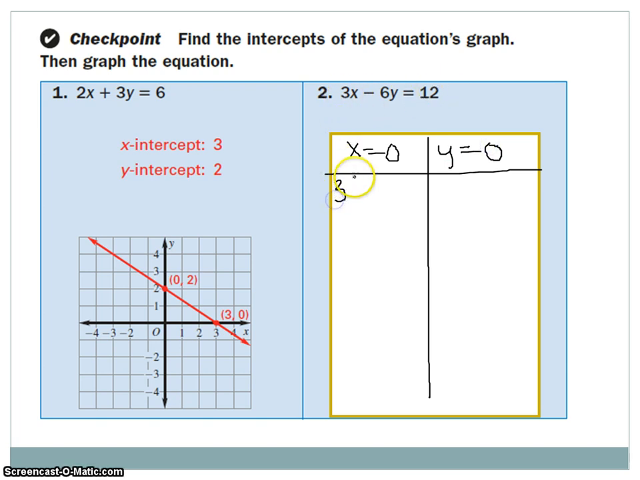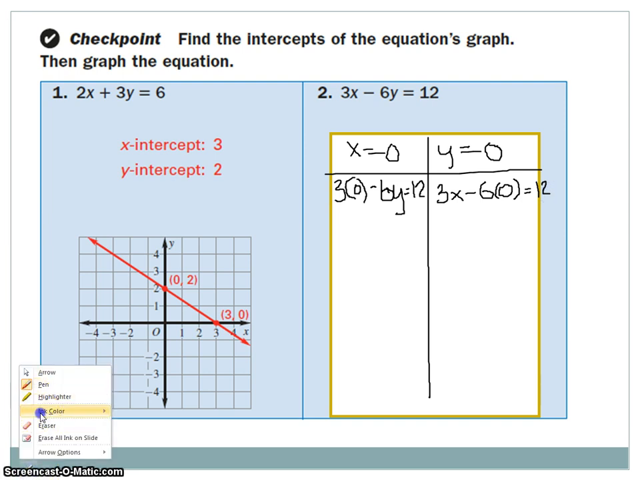So my left side, instead of x, I'm going to substitute in 0 minus 6y equals 12. On the right side, instead of y, I'm going to put in 0. 3x minus 6 times 0, not y, equals 12. Okay, let's simplify each side.